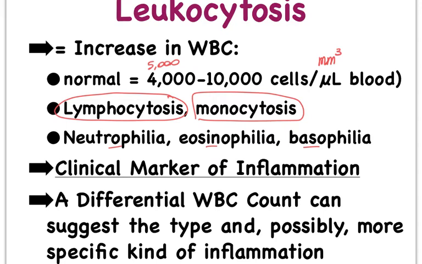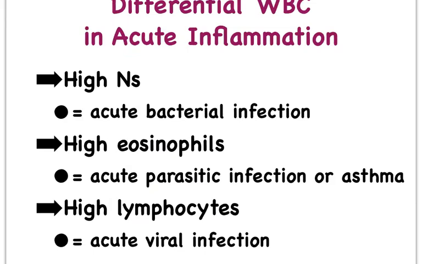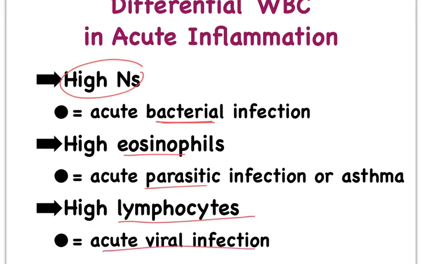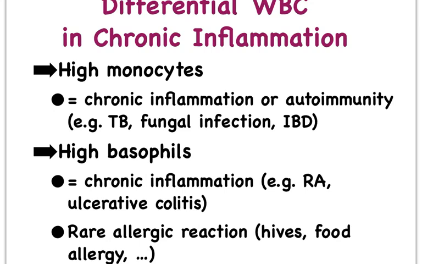Now we can look at the individual numbers of white blood cells, and then we can get more specific information. So we refer to that as a differential white blood cell count. So try to memorize some of these things. If we have neutrophilia, then that might suggest an acute bacterial infection. Eosinophils, parasites. Lymphocytes is going to typically mean we have some kind of an acute viral infection. Chronic inflammations are typically represented by elevated monocytes, or we might see elevated basophils.